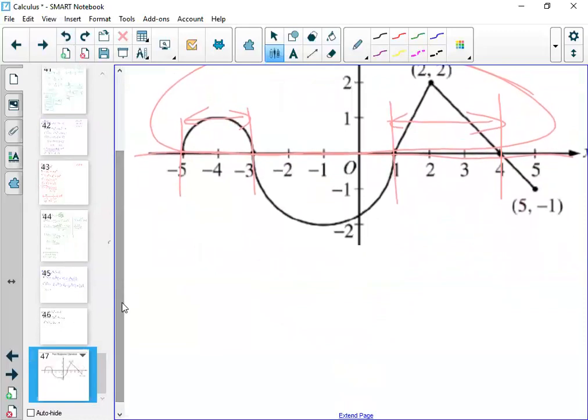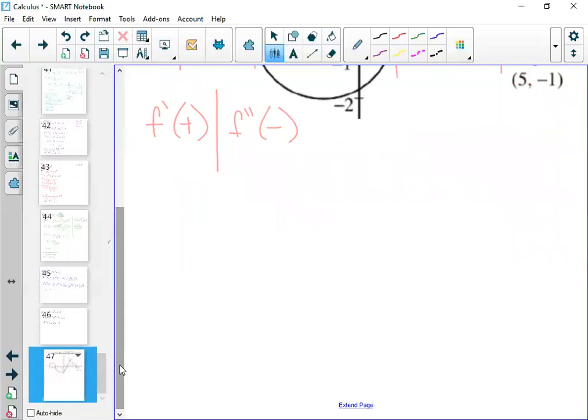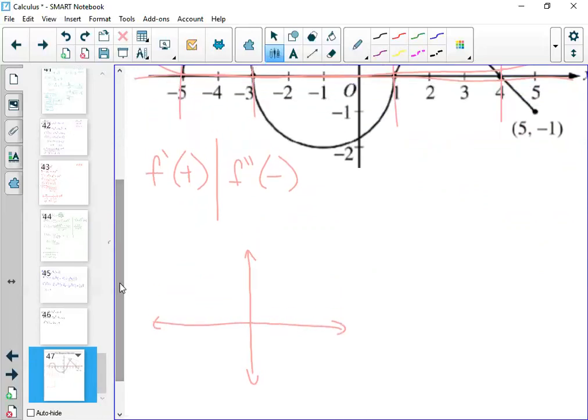And then what we're going to do after that is I'm going to say something like, I want you to draw this graph. F prime is positive. F double prime is negative. And maybe I'll give you something about f, but let's just start here. So if we had a graph, and usually I would give you intervals for these types of things, but let's just do this.